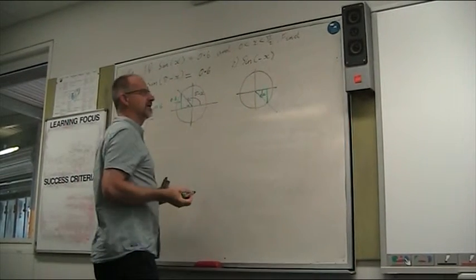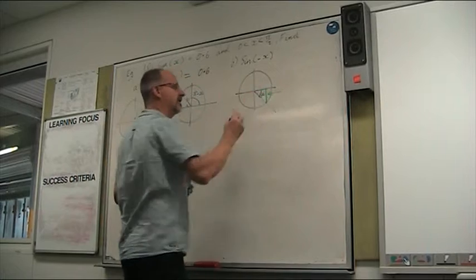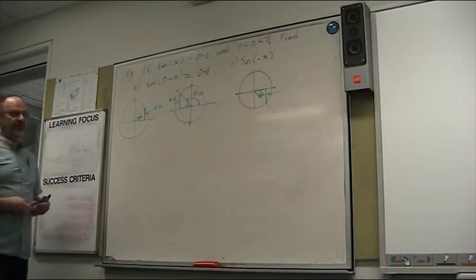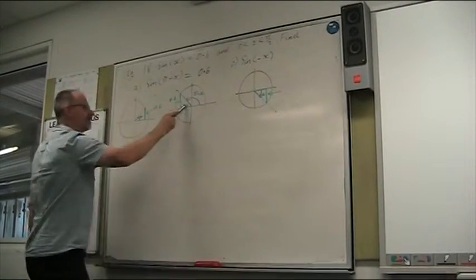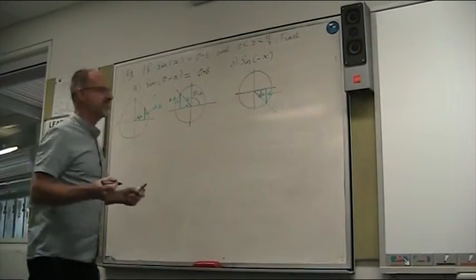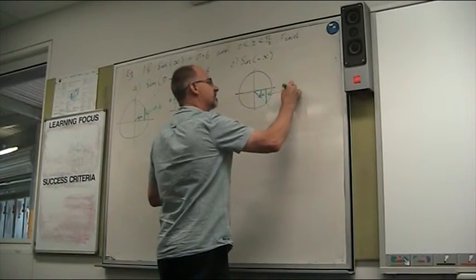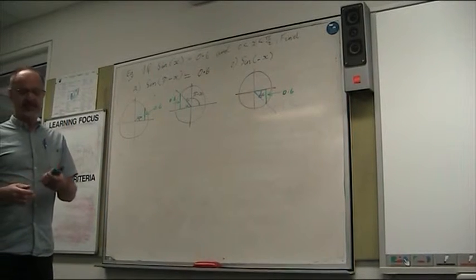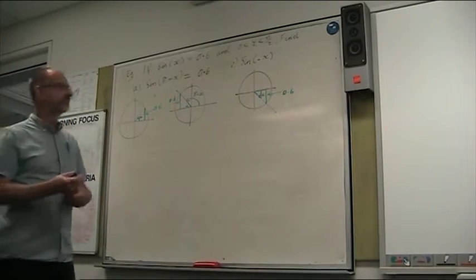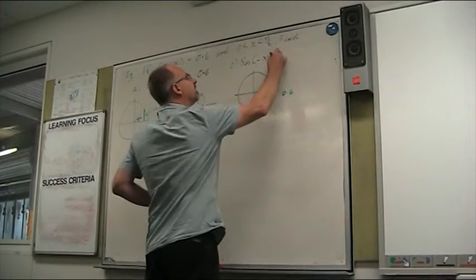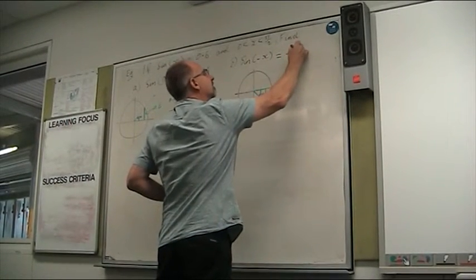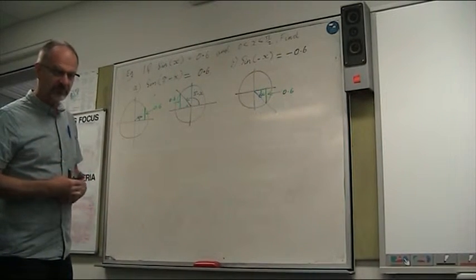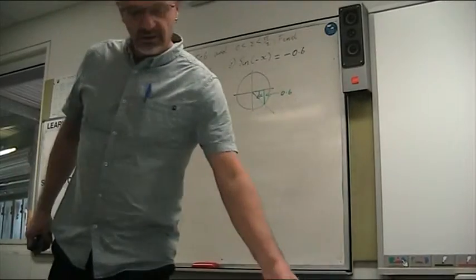Draw that triangle in. The sine is this one here that we're interested in. And this triangle, and this triangle, and this triangle are all the same. So that has a length of 0.6. But because it's below the x-axis, it is a negative. So the sine of negative x is negative 0.6.